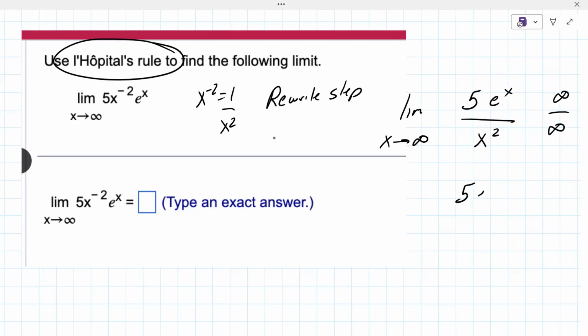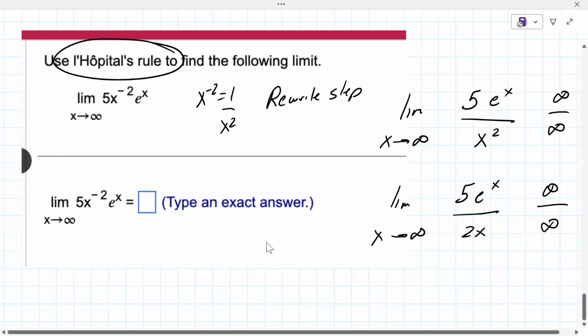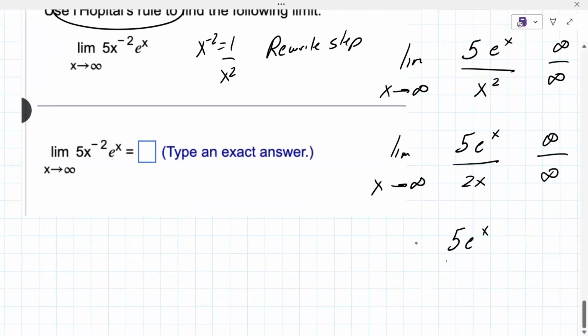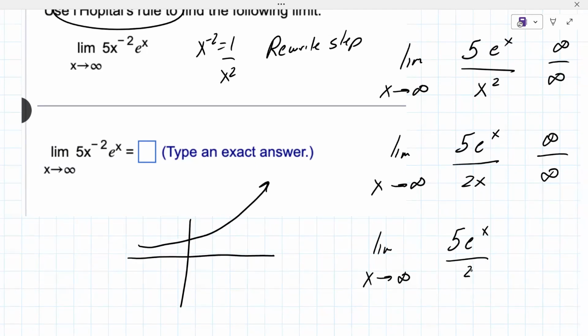Okay, so the first derivative is 5 e to the x over 2x. Same problem. It's infinity over infinity. All right, and then from here you take yet another derivative. 5 e to the x over 2. And this time it's not infinity over infinity. It is infinity on top, but it's just 2 on the bottom. So basically it's just asking what does the graph of e to the 5x do? Well, it goes up like that. And so this goes to infinity. So that is your final answer.